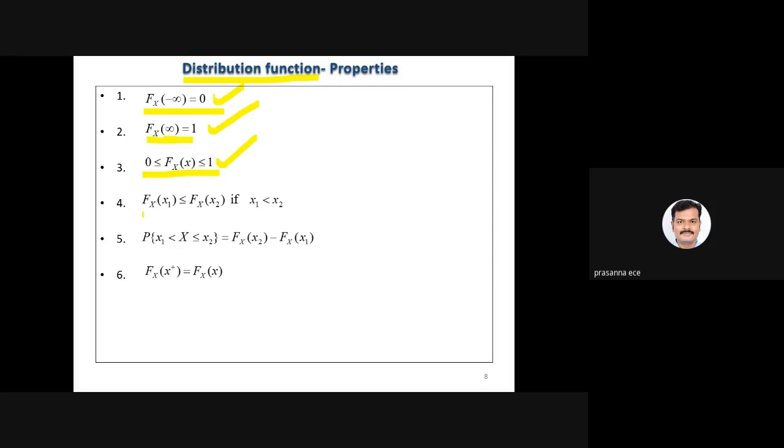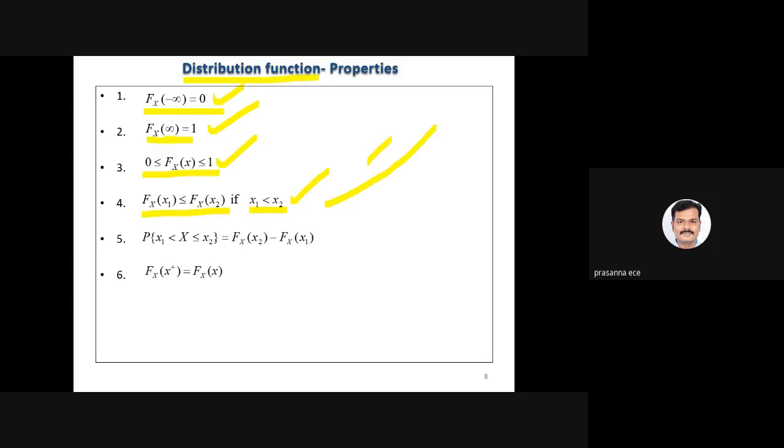And then here what we are seeing is F_X of x1 is less than or equal to F_X of x2 if x1 is less than x2. What this means is that the distribution function is always an increasing function. That is what is given by this property. Since probabilities always add up, either they remain constant or they add up. Even if the points to the right side of the graph have very small probabilities, they will add up to the previous probabilities. So always the graph is increasing towards the right side.